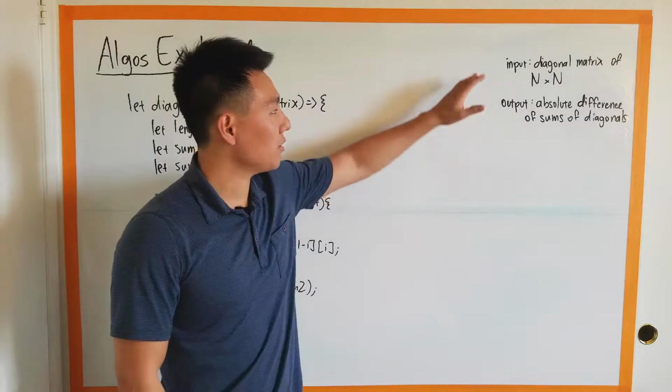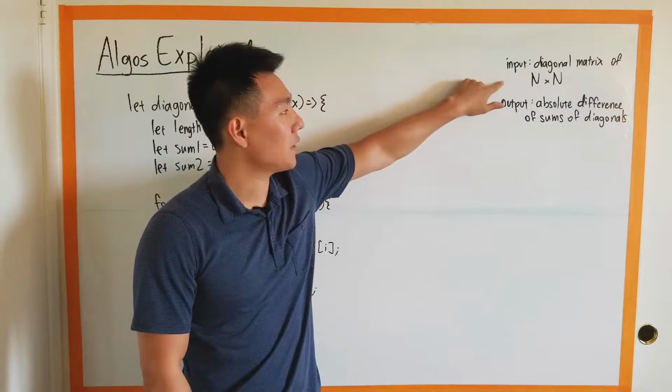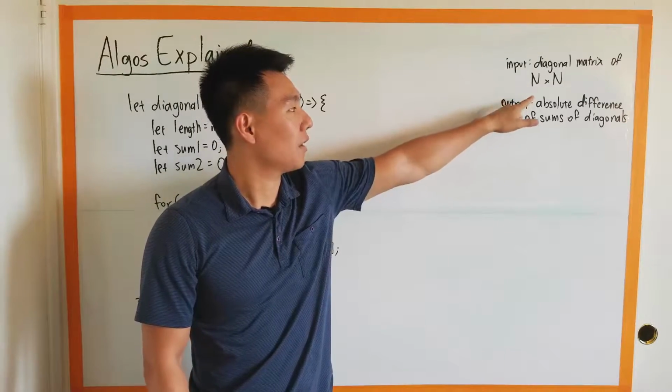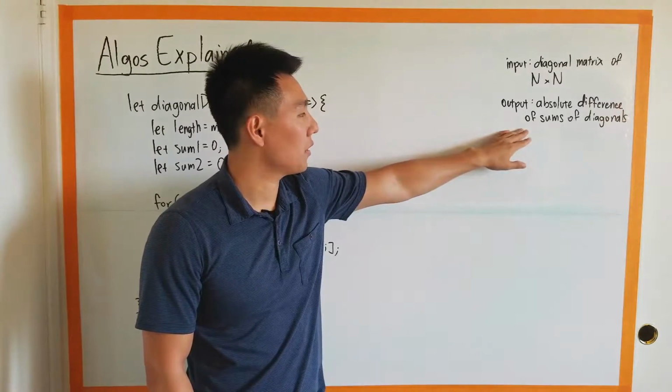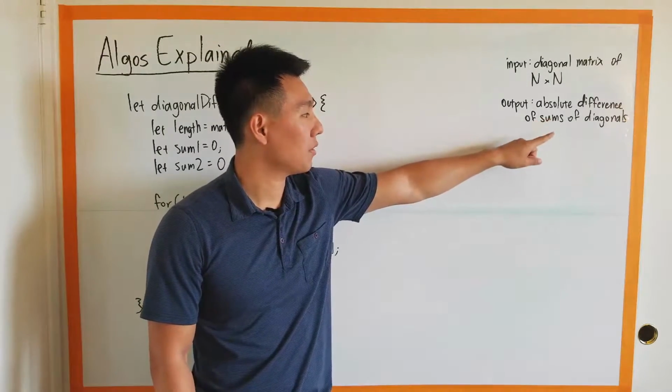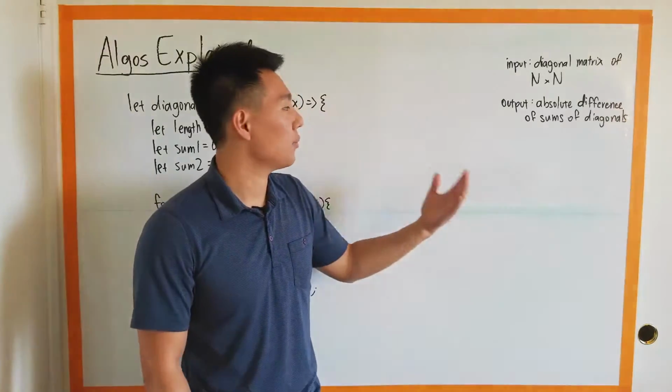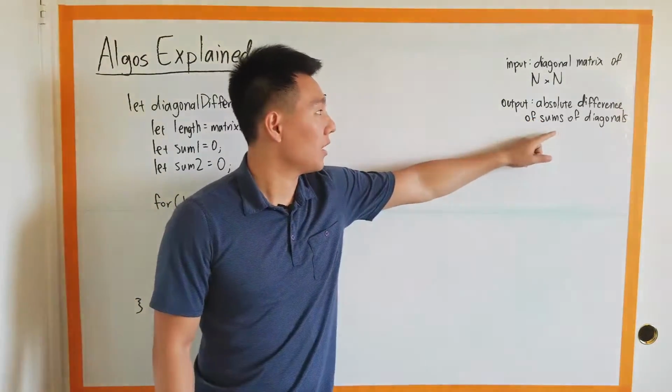So today's question is going to be, you have a diagonal matrix of n by n, and pretty much what you're looking for is the absolute difference of the sums of diagonals. And what I mean by diagonals, first of all, is this is a matrix.